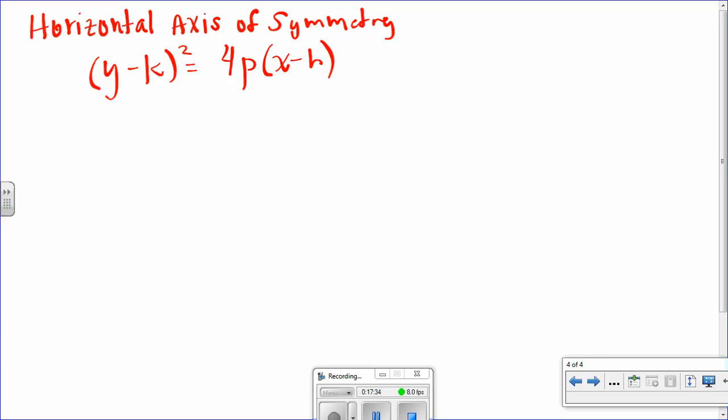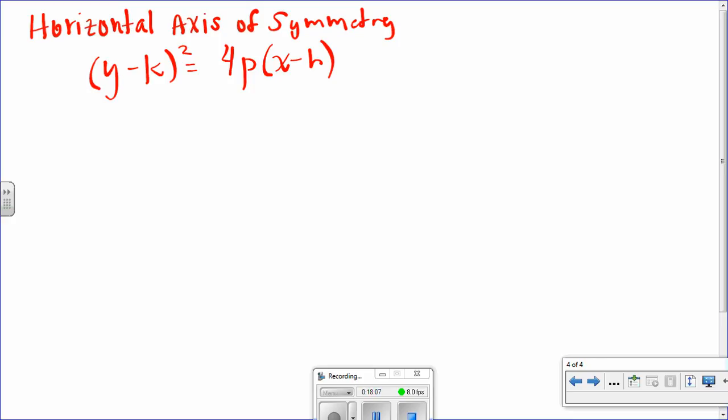This has a horizontal axis of symmetry, so which direction will these open? They're going to go side to side. It's either going to open left or right. These are different. We haven't seen parabolas like this before. Negative is going to go that way and positive go that way.